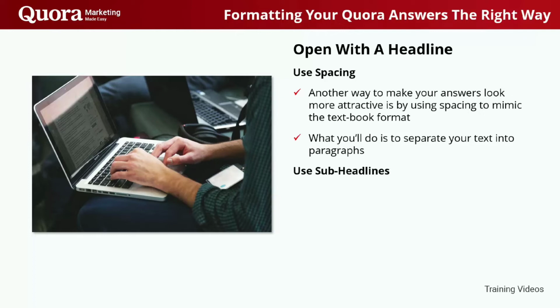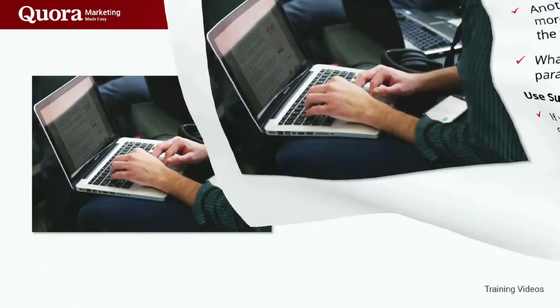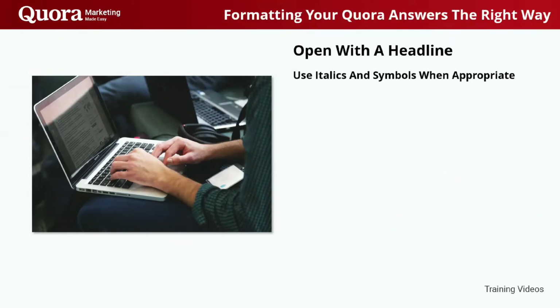Use subheadlines. If you're composing an answer where you cover multiple ideas or topics, it is a good strategy to use a headline for each idea or topic you discuss. This is easy enough, and all you have to do is to compose a single line of text with the idea or topic keyword, to bolden it, and then to develop the idea below the headline. Using headlines will let you format your answers like list articles, which are easier to read than long-form articles with no subheadlines.